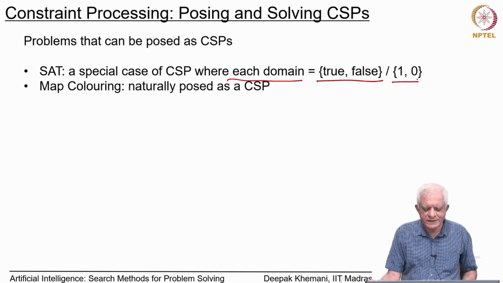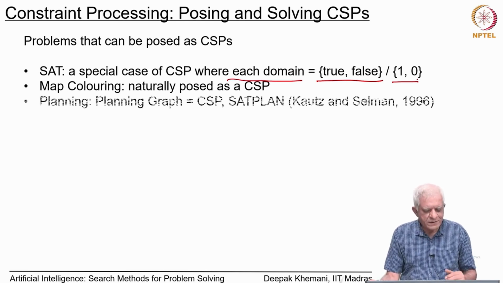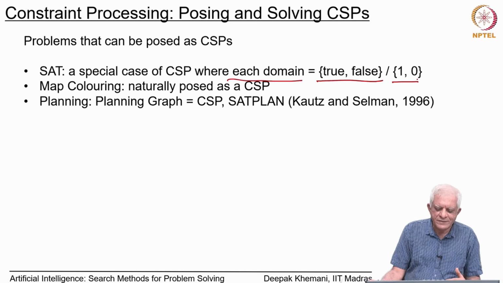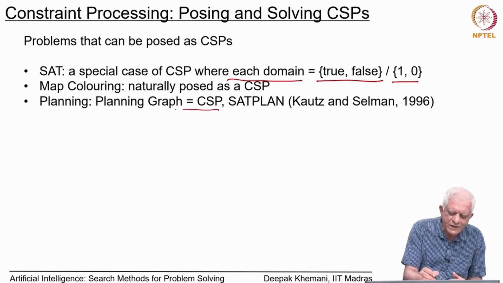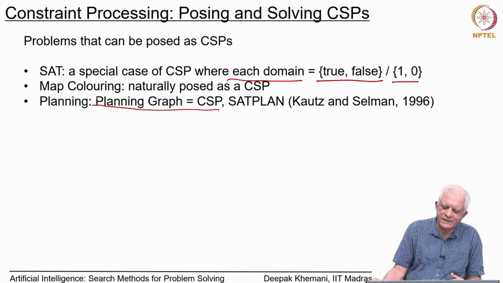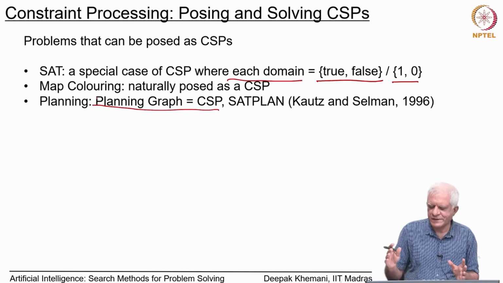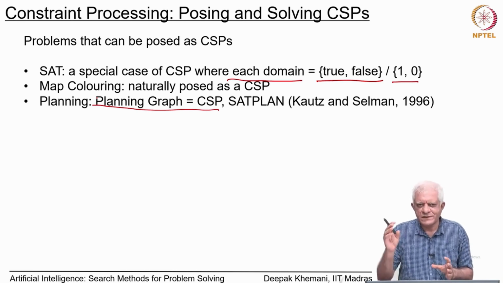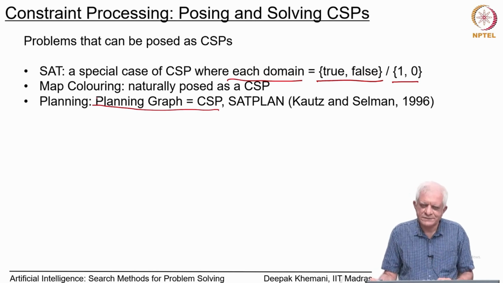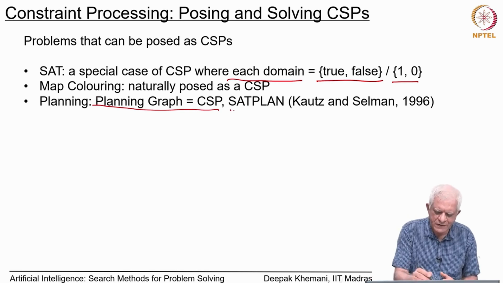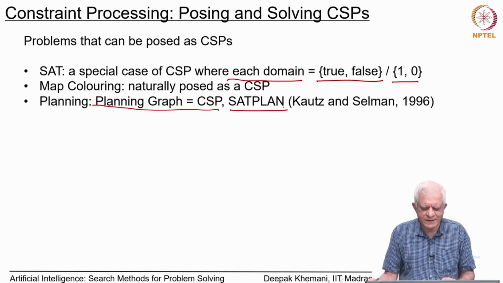Map coloring we have already seen, it is posed naturally as a CSP. Planning we have not seen here, but if you remember the planning graph, then you can actually think of that as a CSP. You grow the planning graph till the condition is met, where all the goals occur mutex free in some layer, and then you treat that whole graph up to that level as a constraint satisfaction problem, and see if there is a solution to that. There was another well known algorithm called SAT plan, which used planning as satisfiability, by Kautz and Selman in 1996 essentially.